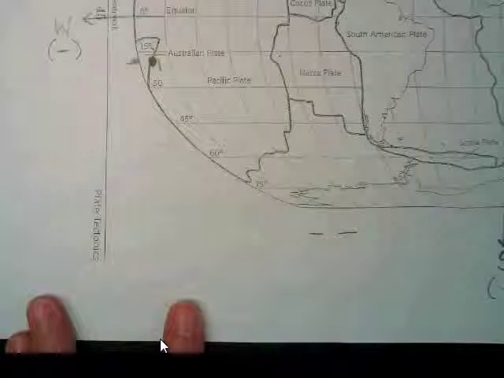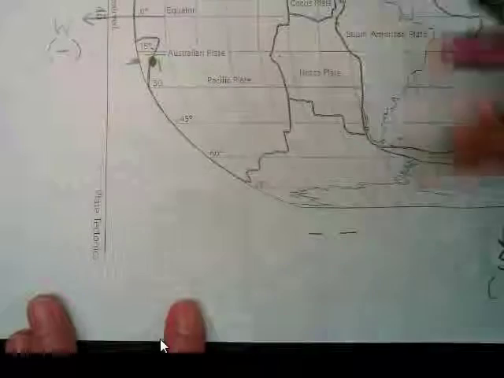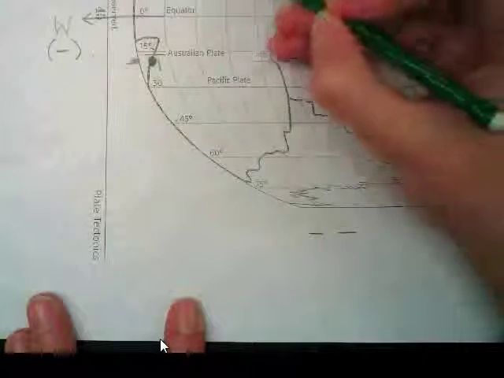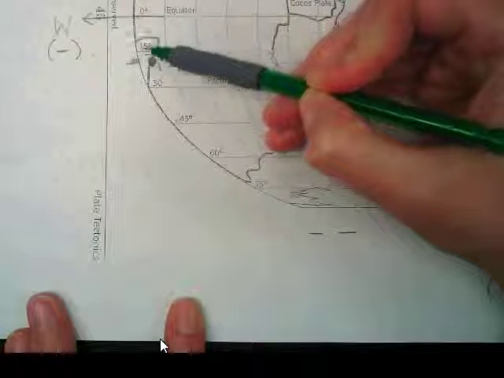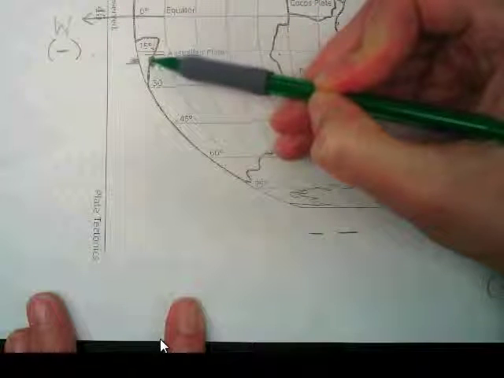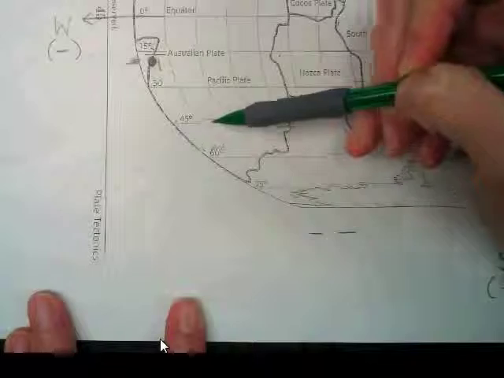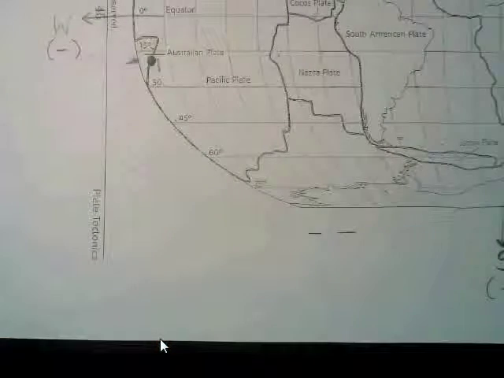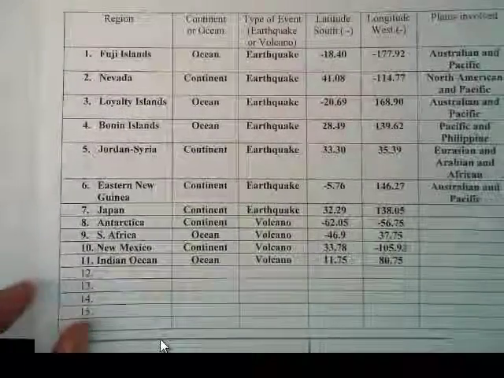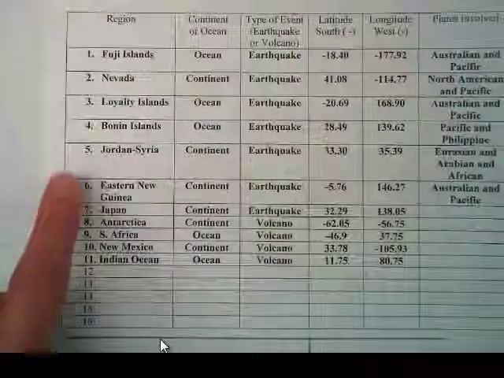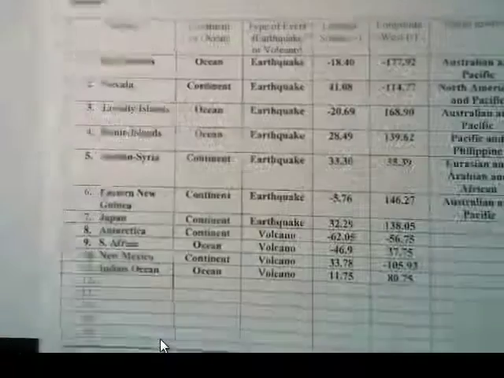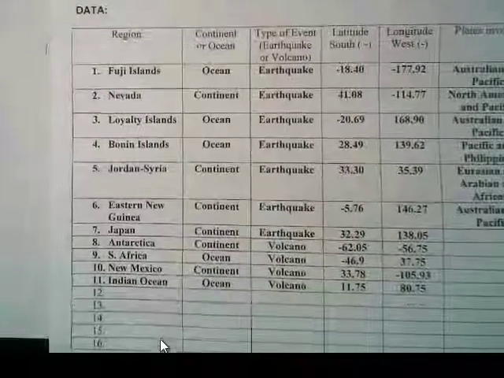My longitude is negative 178, so this is negative 180. So it means it's going to be a little bit to the right of that. So I'm going to put a dot right where those two intersect, and I'm going to label it number 1. Each piece of data on your data table is given a number, so you do not have to write Fiji Islands next to it. It'll take up too much room. We're just going to use number 1.